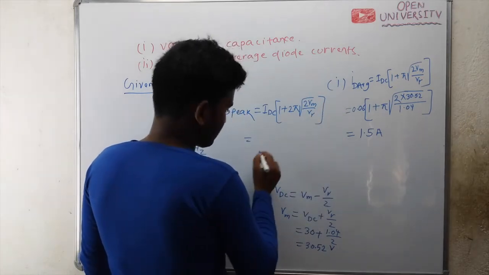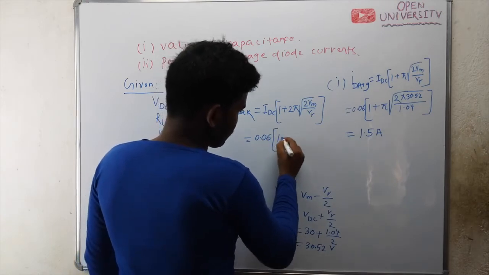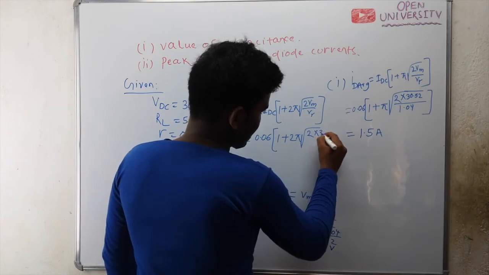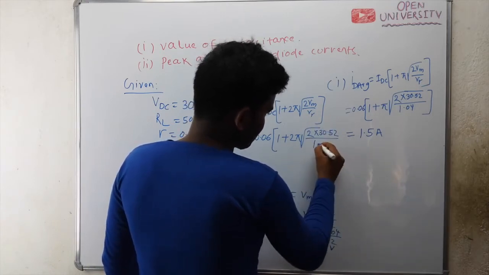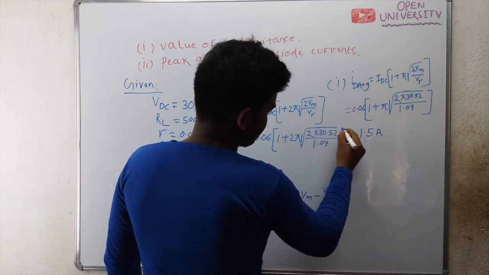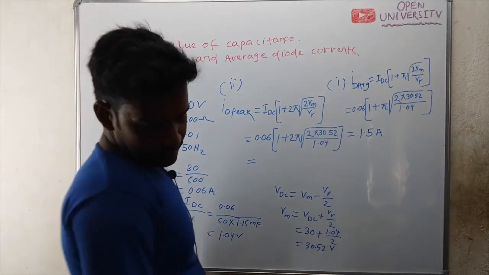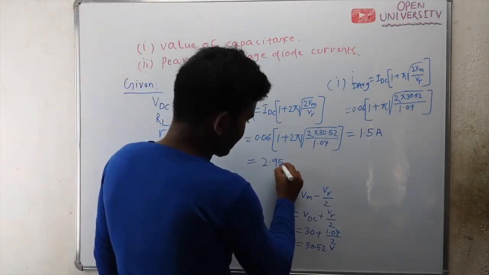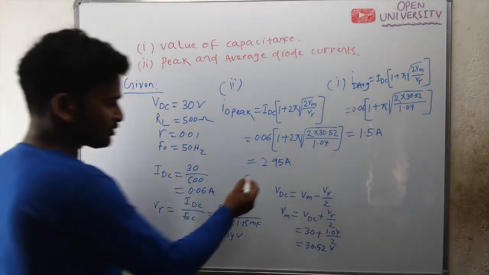What is IDC? IDC is 0.06 ampere into 1 plus 2 pi into under root 2 Vm, that is 30.52, divided by Vr, that is 1.04. Then ID peak will be 2.95 ampere. This is the answer to the second question.